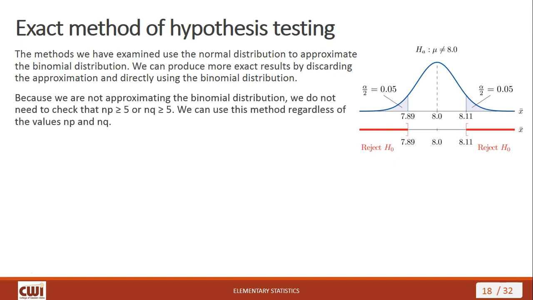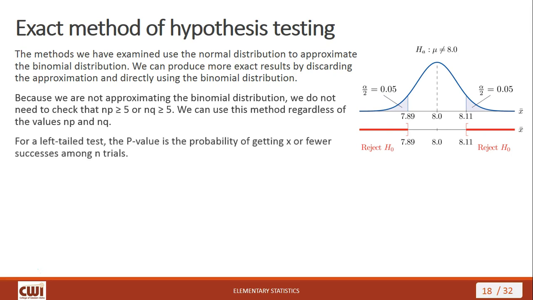Now, because we're not approximating the binomial distribution with the normal distribution, we don't need to check to make sure that we have at least 5 failures and 5 successes. That's a requirement for using the normal distribution to approximate the binomial distribution. Because we're using the binomial distribution directly, we can just not worry about that assumption. So it doesn't matter whether we have that requirement met or not, because it's not really a requirement if we're using the binomial distribution correctly.